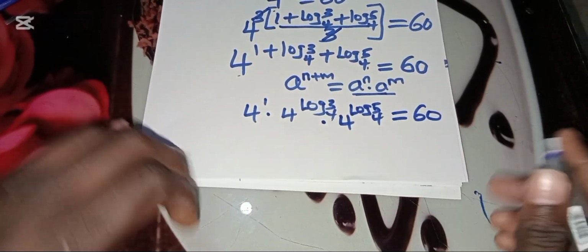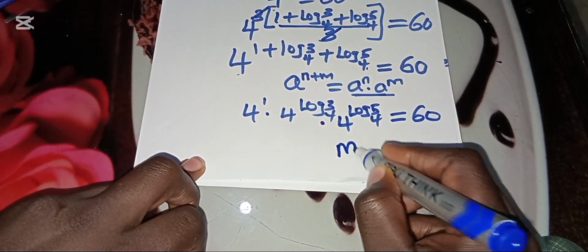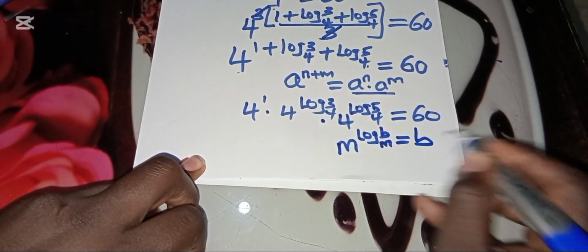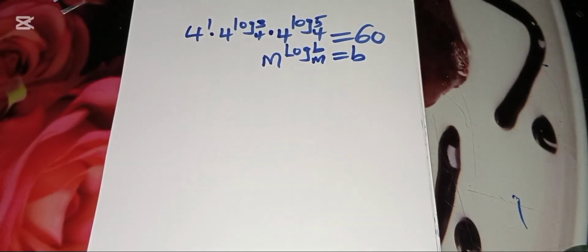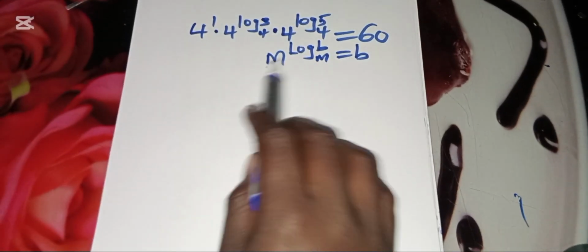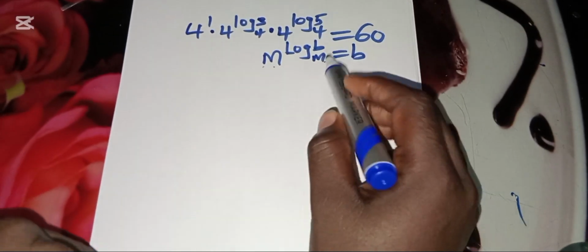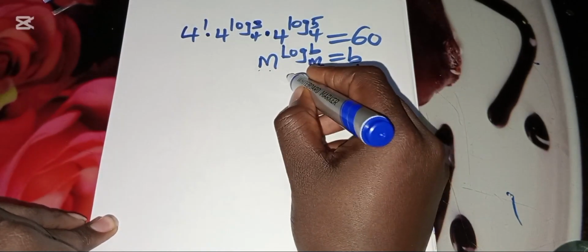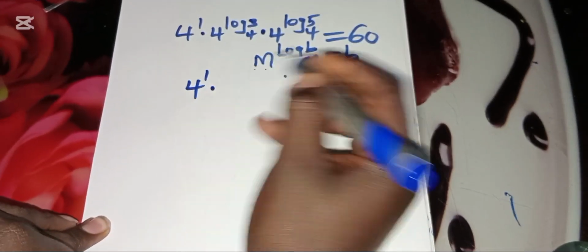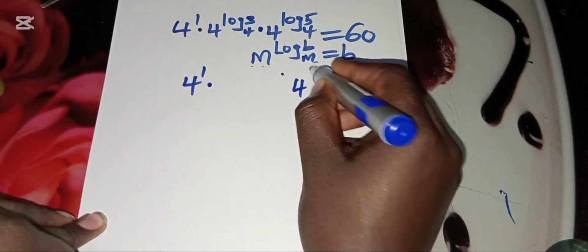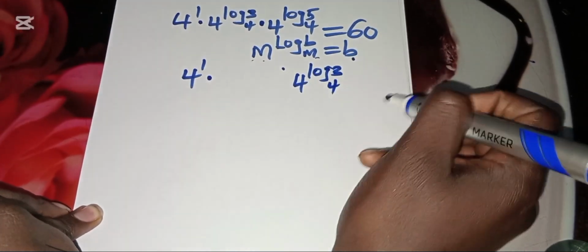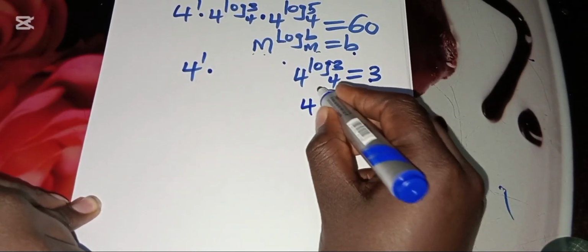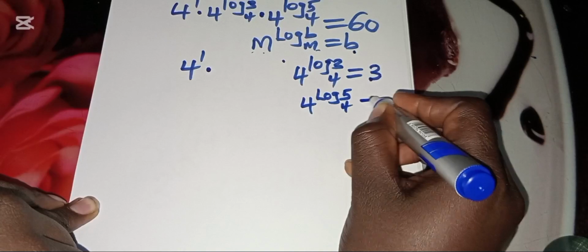Now if you're given m raised to power log b to base m, this is supposed to give us a value of b. Since the bases are common, you should have a value of b. So in our case we have 4 raised to power 1 multiplying by 4 raised to power log 3 to base 4, which is supposed to give us a value of 3. And the same case for 4 raised to power log 5 to base 4, which is supposed to give us a value of 5.